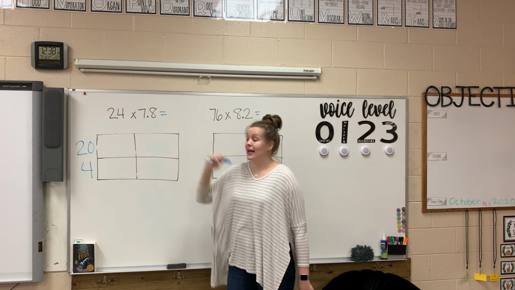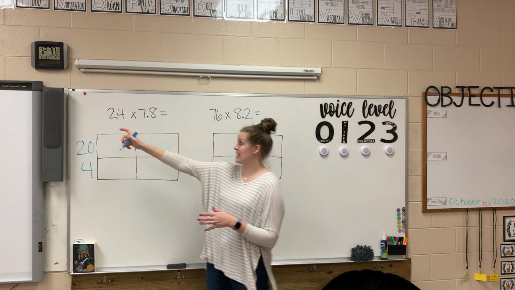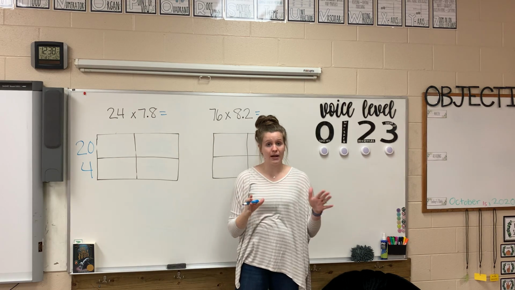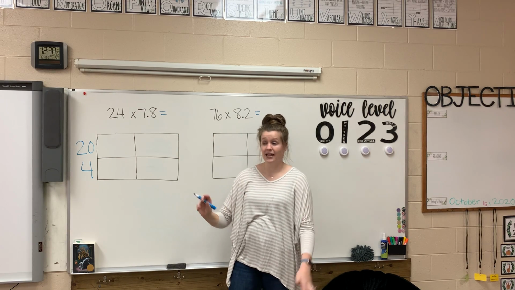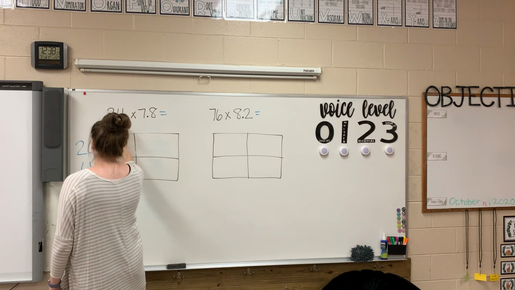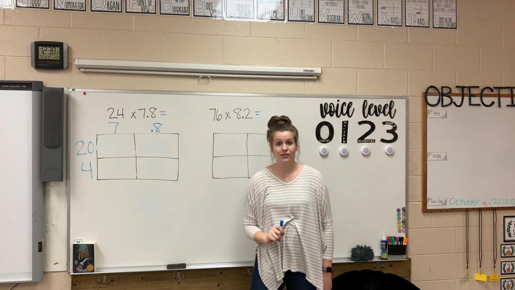Now, when I break up 7 and 8/10, I don't have anything in the tens place like I did in 24. I only start in the ones place. So I'm just going to break up my ones and then my tenths. But I have to include that decimal in my tenths, okay? So I'm going to break it up into 7 and 0.8.